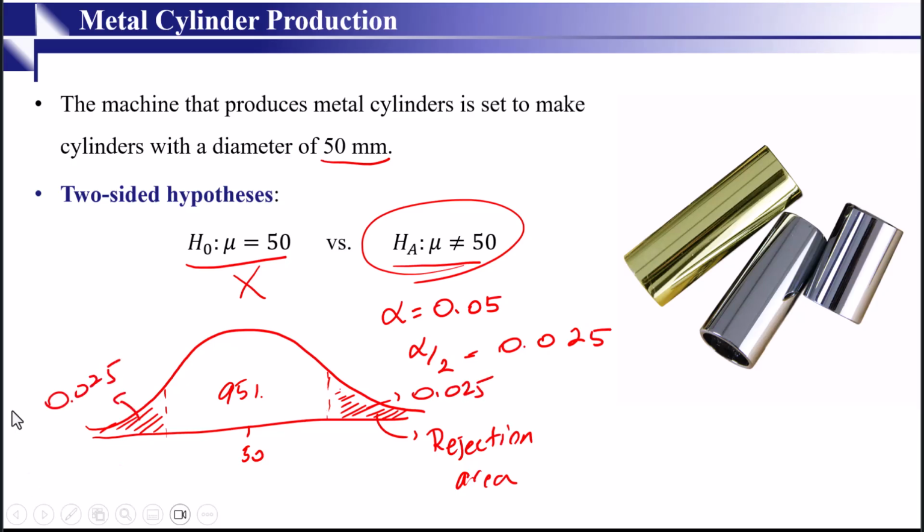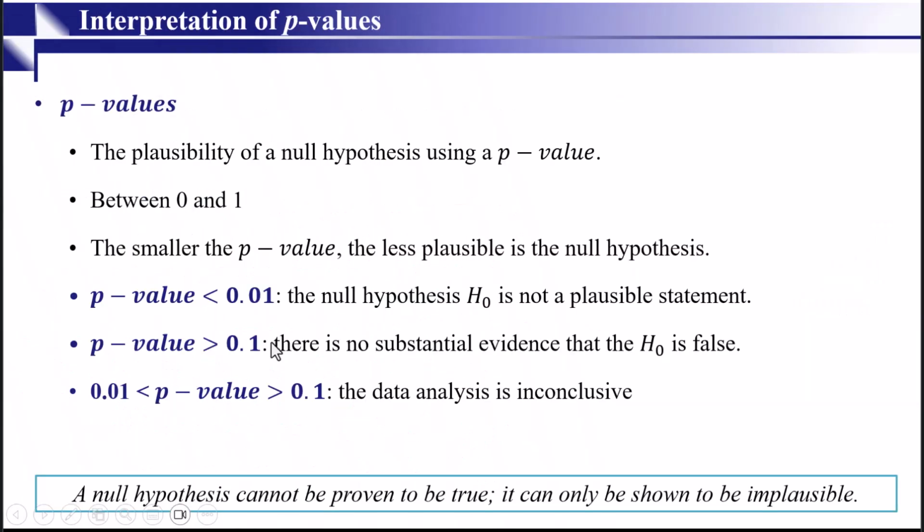Let's explore how we make that decision using p-values. We normally check the plausibility of a null hypothesis using p-values. A p-value is a probability that takes values between 0 and 1. In some other references, you may see that they call it the observed level of significance. The p-value measures how plausible the null hypothesis is given our sample data.